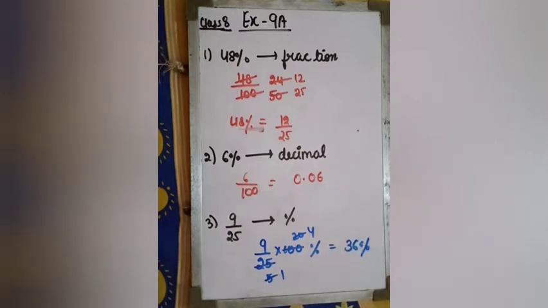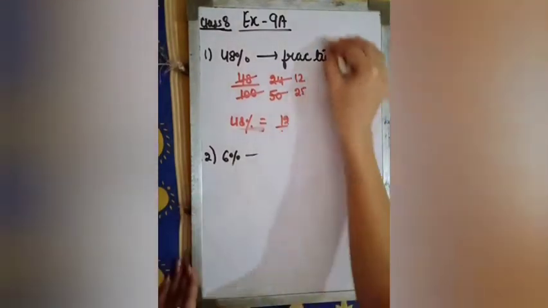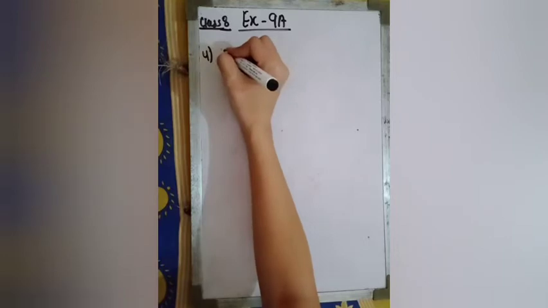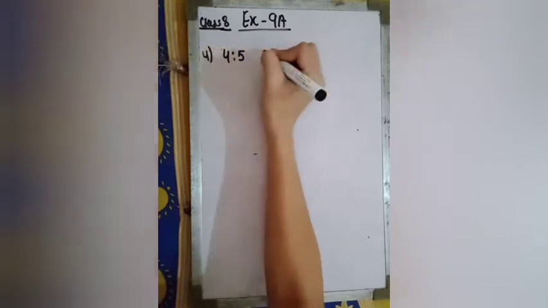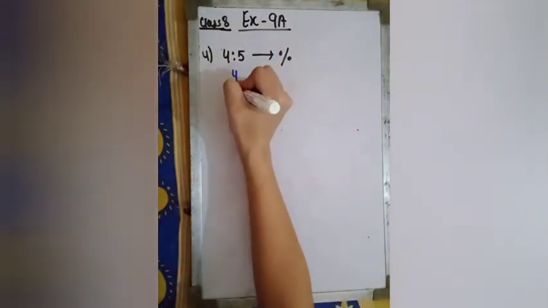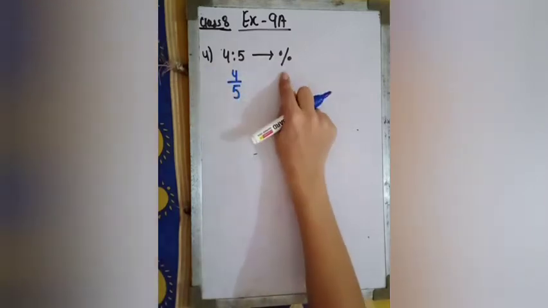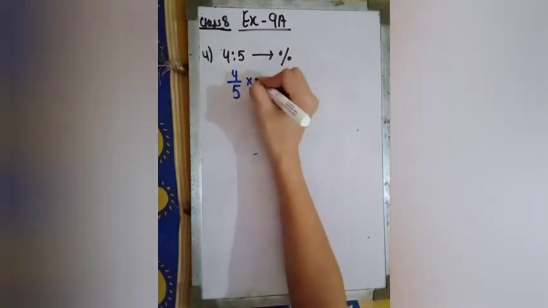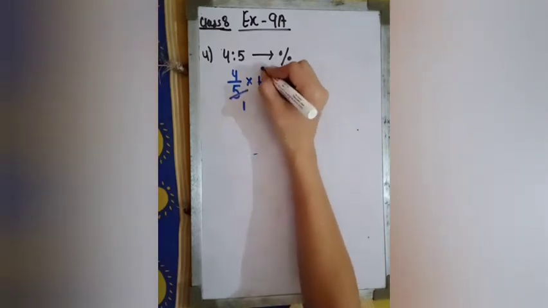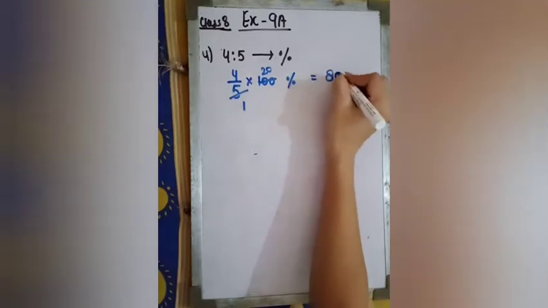Now look at question number 4. Question number 4 is saying express each of the following as percentage. Convert the ratio. Ratio is given 4:5. We have to convert it into the percent. So how do we convert a ratio in the percent? First we write the ratio in the fraction form. And to convert any number, what we do? We multiply it with 100%. So 5 1s are 5, 5 2s are 10, 0. So it is 80%.